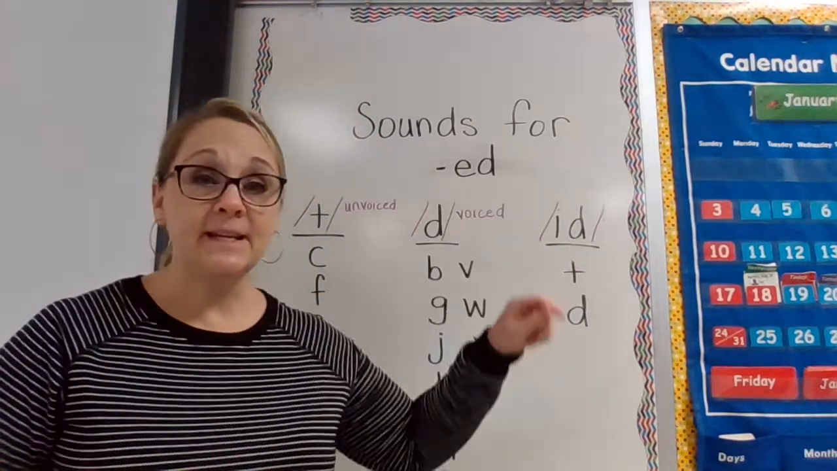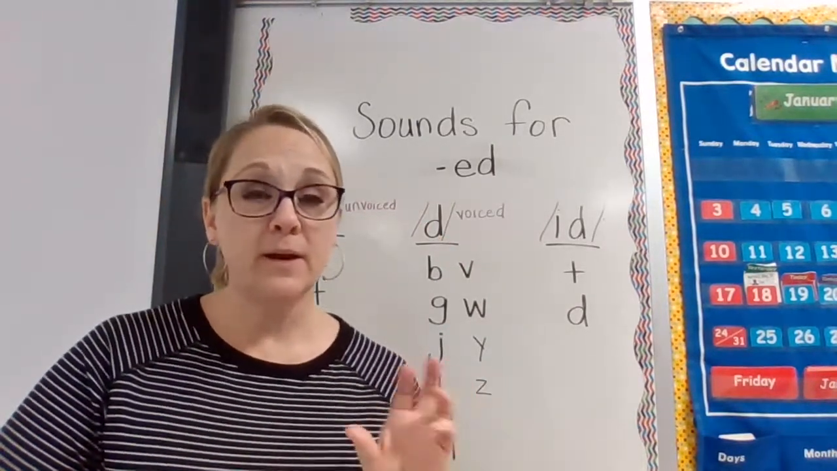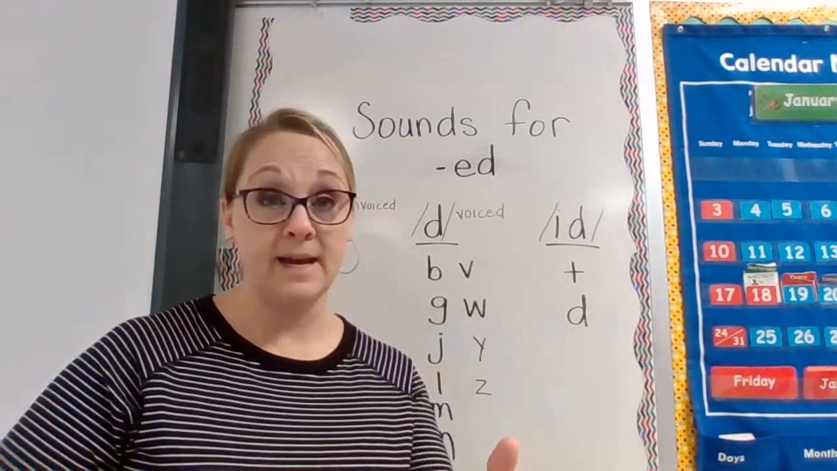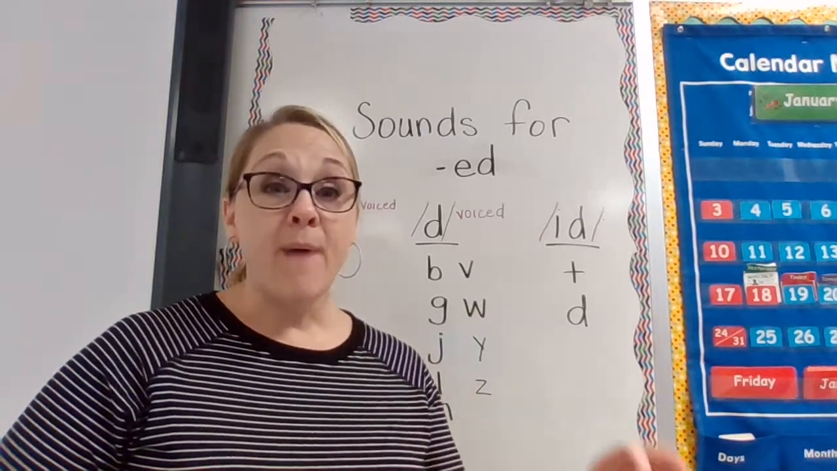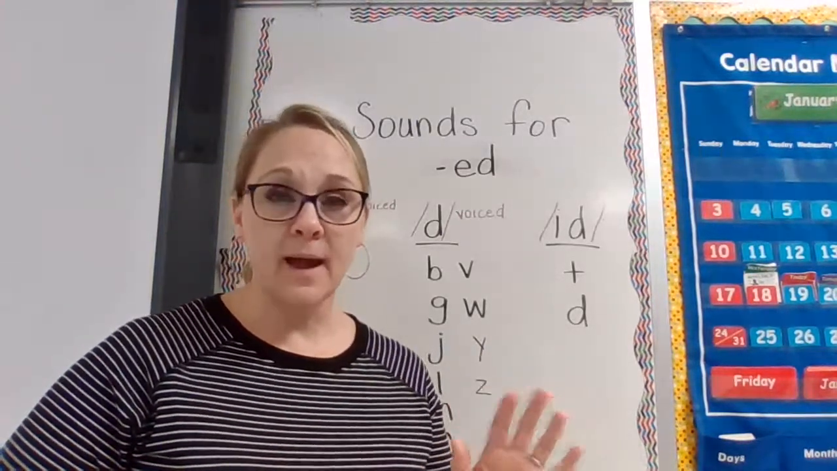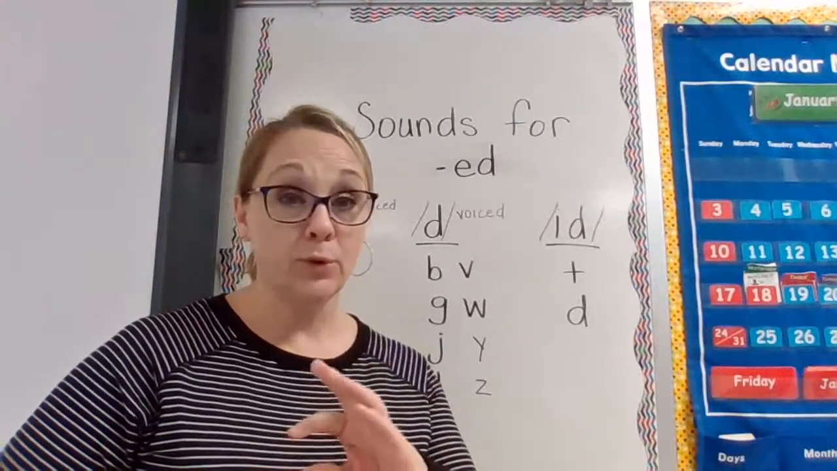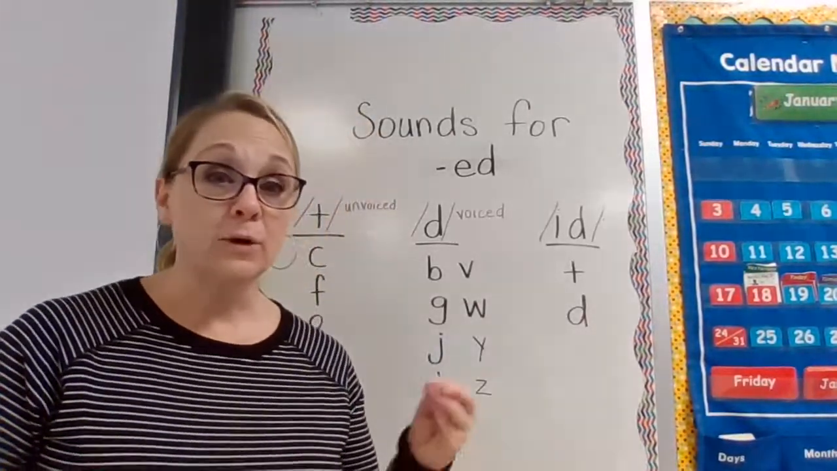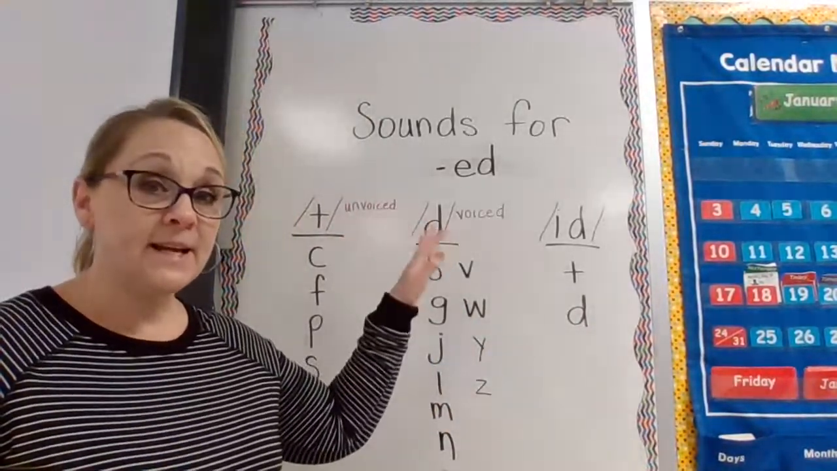Inflected ending ed can be put at the end of a base word. A base word is the smallest unit of spoken language that has meaning, like the words I, me, bat. Any word that makes sense is a base word. Sometimes you can add beginnings, called prefixes, or endings, called a suffix or an inflected ending. That's what we're talking about: inflected ending or suffix ed.